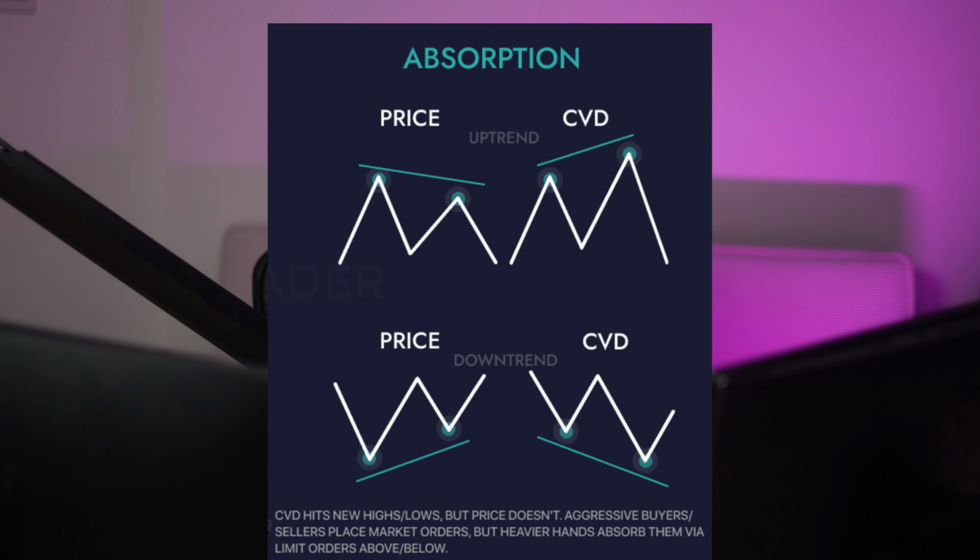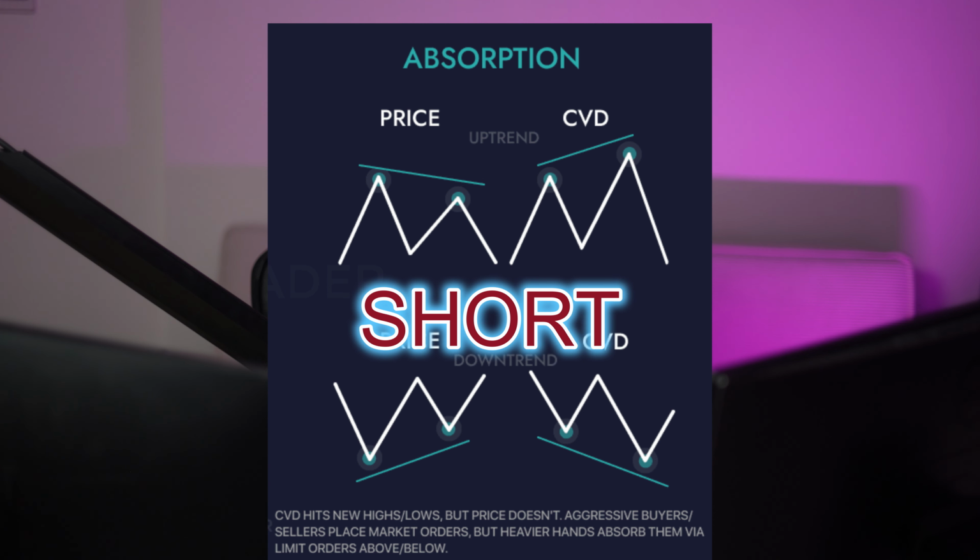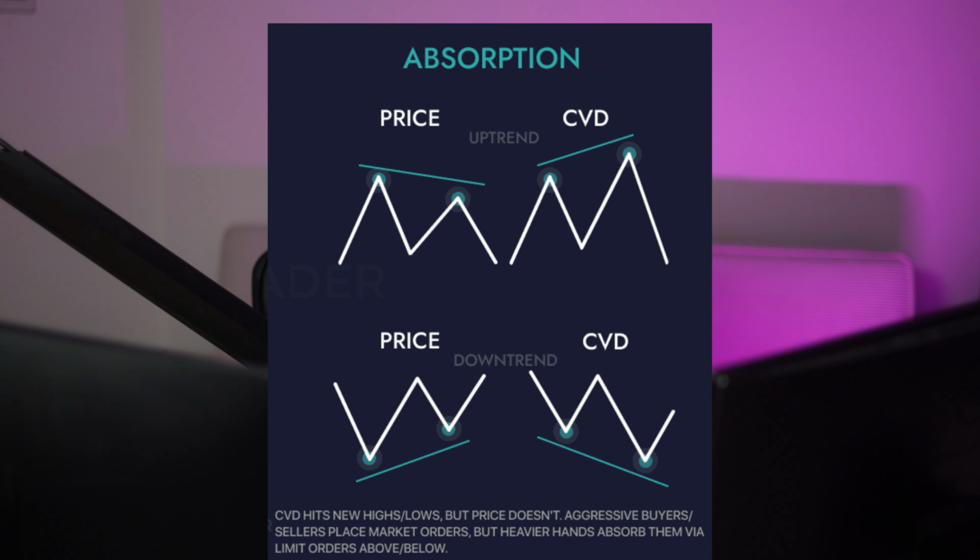That means there is a limit seller here absorbing all this buying pressure from the CVD. The CVD is moving aggressively higher, but the price isn't. That means there is a limit seller absorbing all this pressure. And that is a heads up that there's absorption here, and we can potentially look to go short on the market. The opposite, in a downtrend, price makes a low and then makes a lower high.